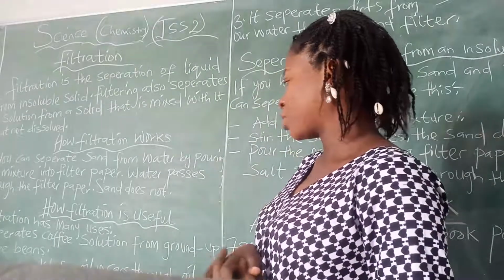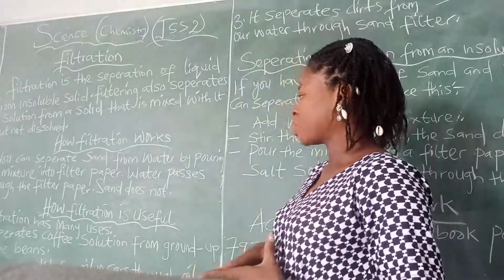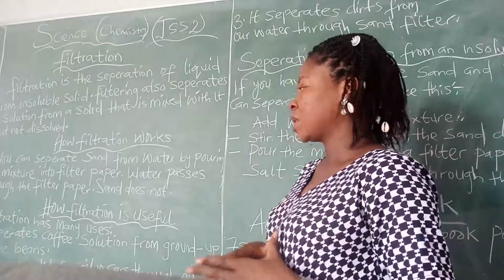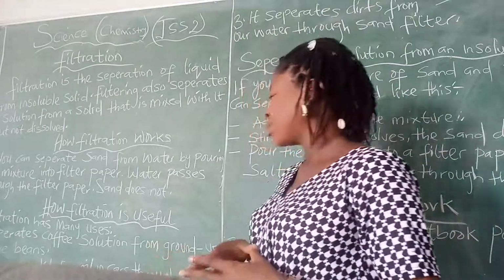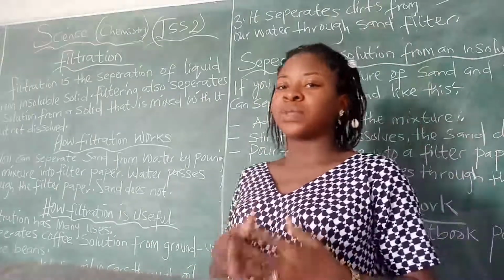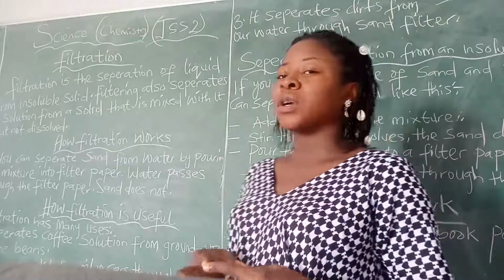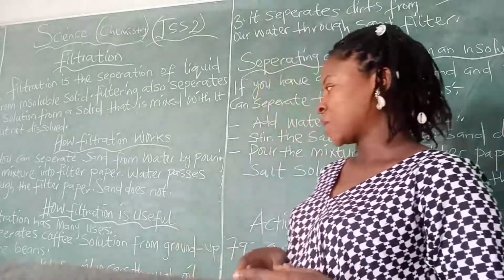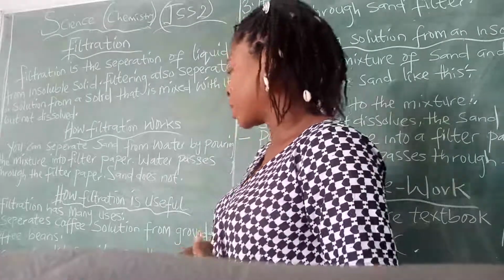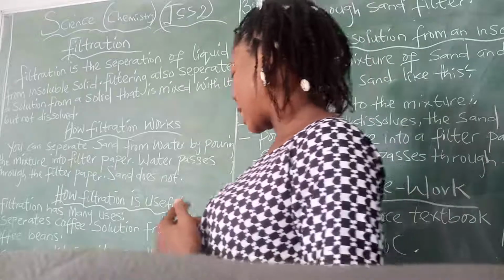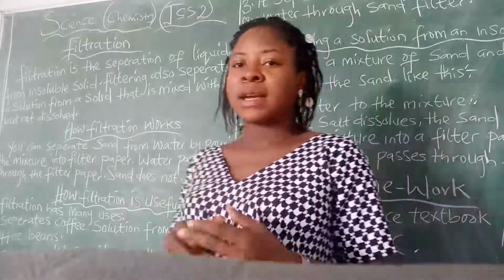Now let's see how filtration is useful. That is, uses of filtration. We say filtration has many uses. Number one, it separates coffee solution from ground up coffee beans. The second one is it separates dirt from oil in cars through oil filters to avoid damaging the car engine.